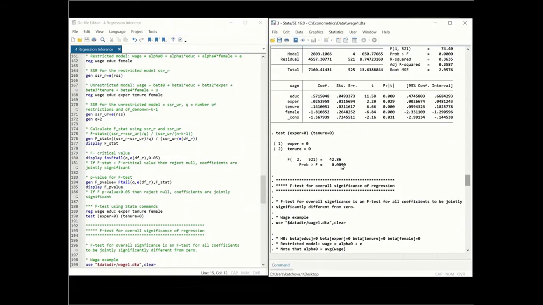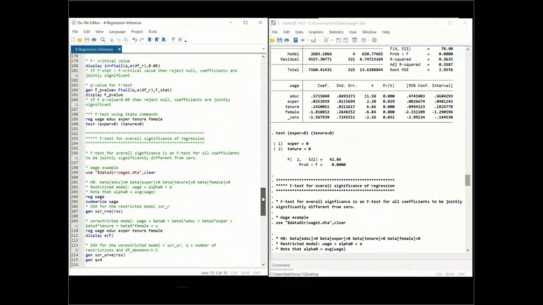So very easy to test, not just if this coefficient is significantly different from 0, and this one, if it's significantly different from 0. So individually, we know that they're significantly different from 0. And now we know that jointly, both of them are also significantly different from 0.